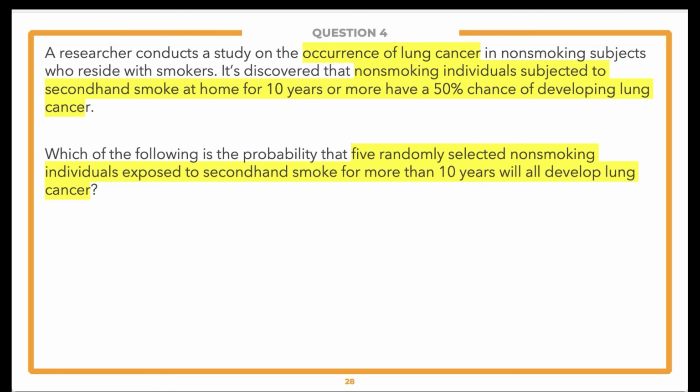Okay, so we have a bunch of these patients, and each of them had a 50% chance of developing lung cancer because of their risk factors, whatever it is. If 5 of them all develop lung cancer, what are the chances of that happening? And each of them has a 50% chance of developing lung cancer. So there's a little bit of math to do for you guys.